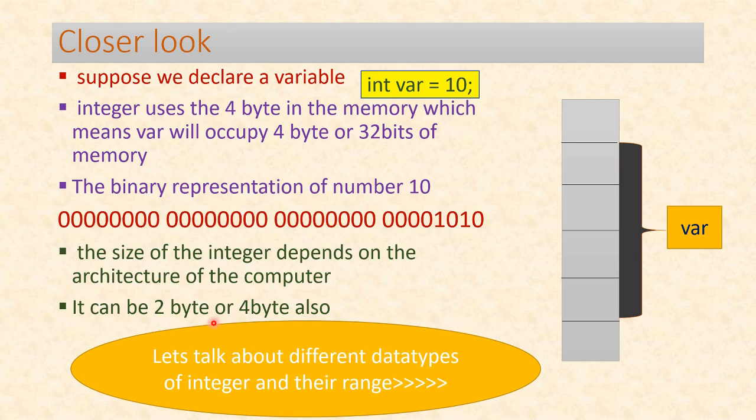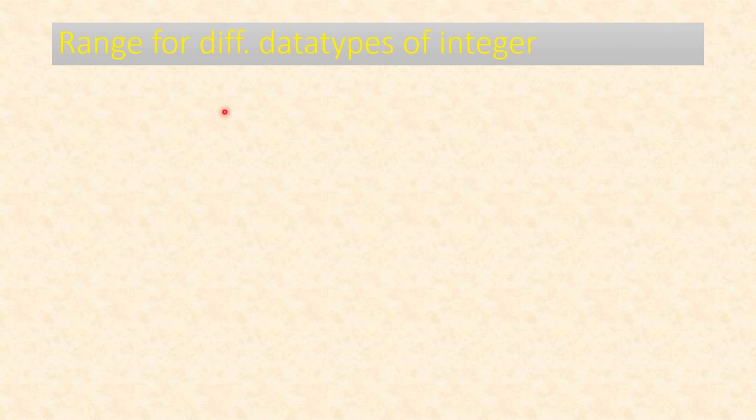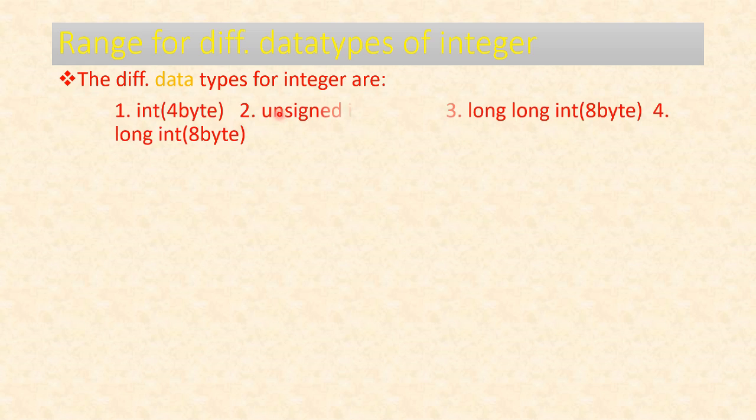Now let's talk about the different data types of integer, especially the range. To have a better understanding, let's talk about the range for the different data types of integer. The different data types for integer are, first, int only, which will occupy 4 bytes, or it depends on the computer architecture, but for my computer or laptop architecture it occupies 4 bytes.